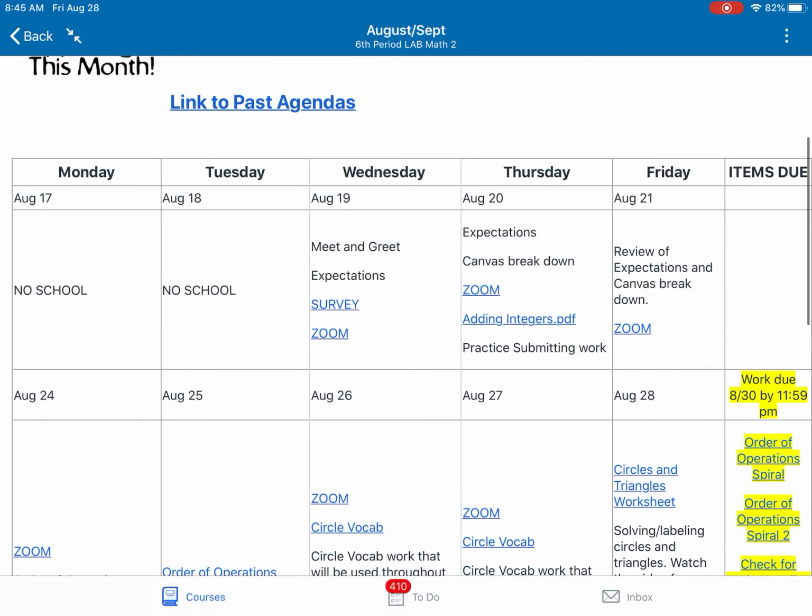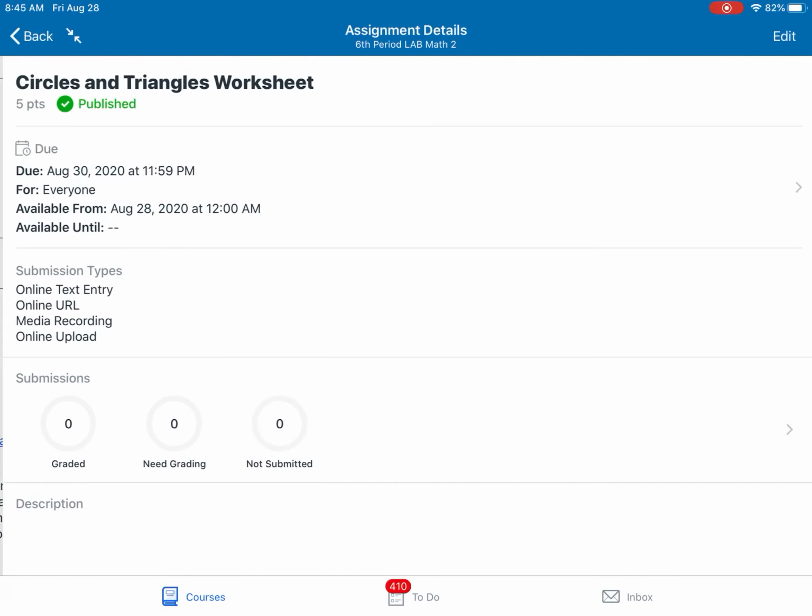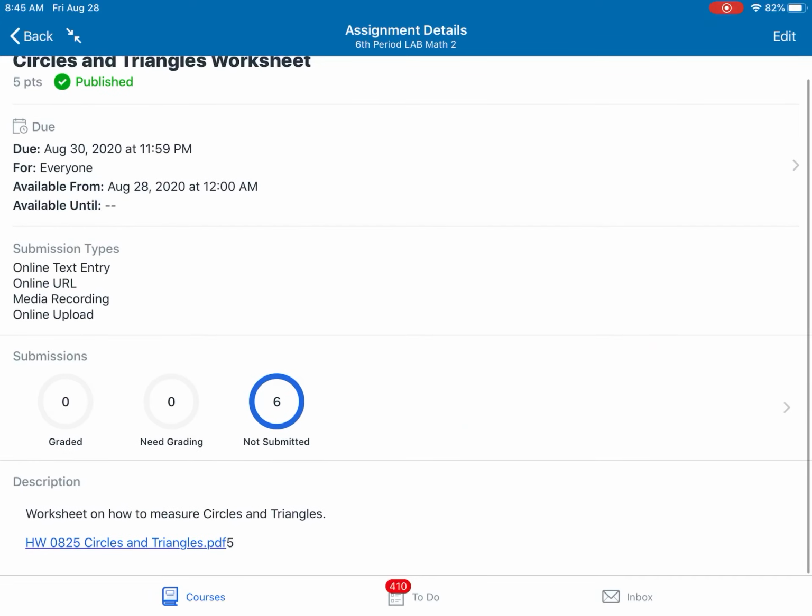Hi Math 2. Today we are going to begin working on our circles and triangle worksheet. And you have a check for understanding you need to complete as well. So if you open up the worksheet circles and triangles on Canvas, it'll open up here.